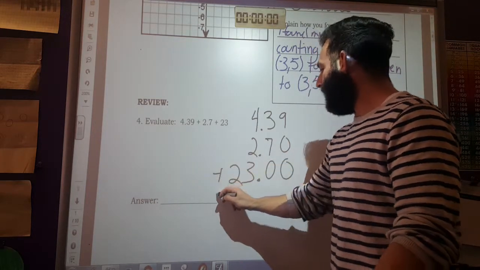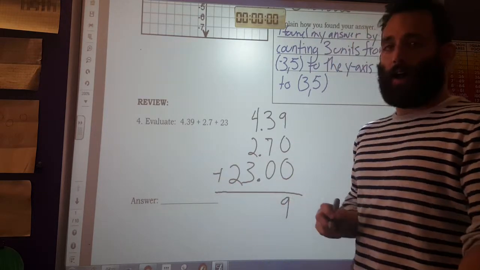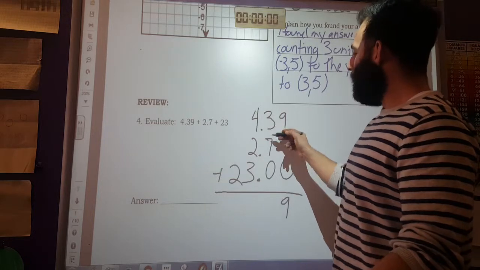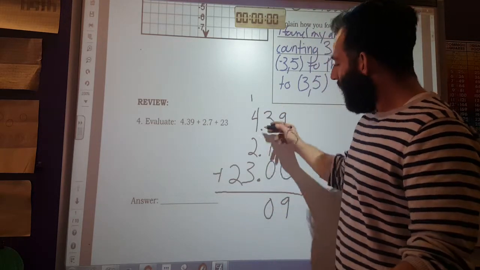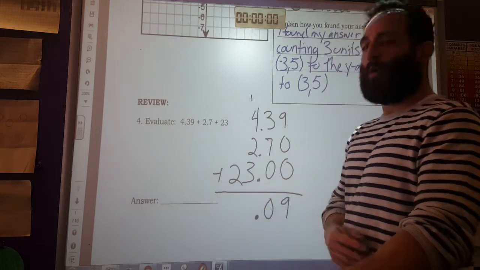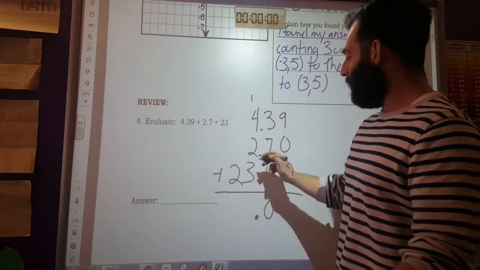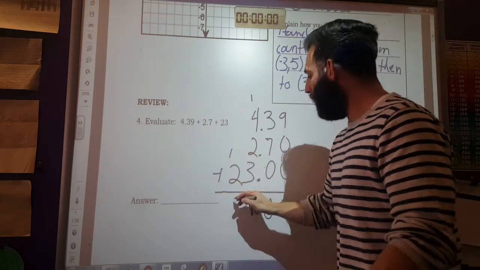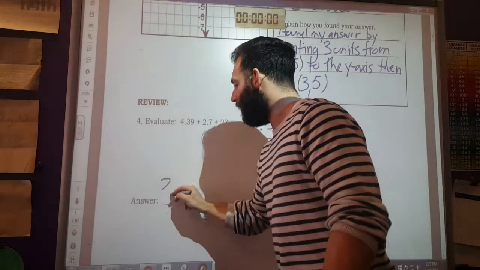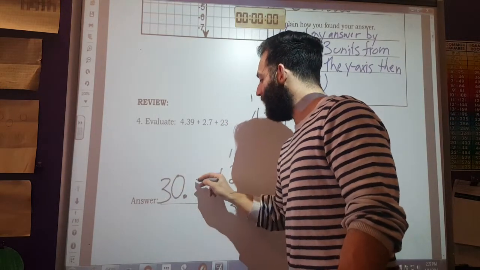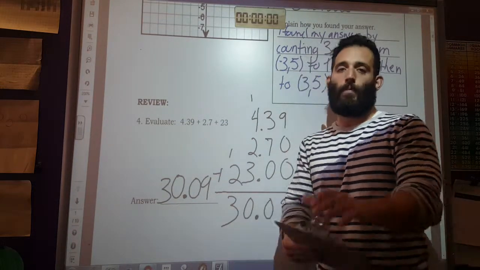And I'm adding. 9 plus 0 gives me 9. 3 plus 7 plus 0 gives me 10. So I'm going to carry the 1 and then bring my decimal point down. 1 plus 4 is 5, plus 2 is 7, plus 3 is another 10. Carry the 1. And I'm left with 1 plus 2 equals 3, so 30 and 9 hundredths.